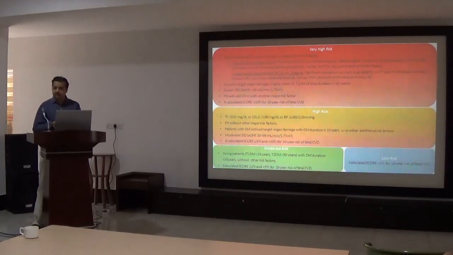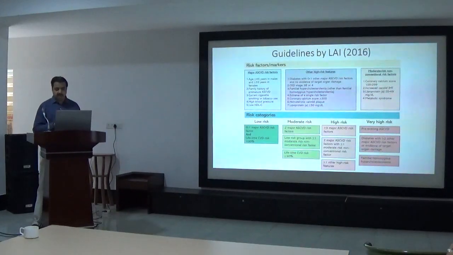Other risk categories are moderate risk and low risk. For moderate risk: a younger patient with diabetes duration less than 10 years without any other risk factors or target organ damage, score between 1 to 5%. Low risk is a score less than 1%. So we need to remember what is very high risk, and then we should achieve a target of LDL less than 55 mg per deciliter. Now the guidelines by the Lipid Association of India.